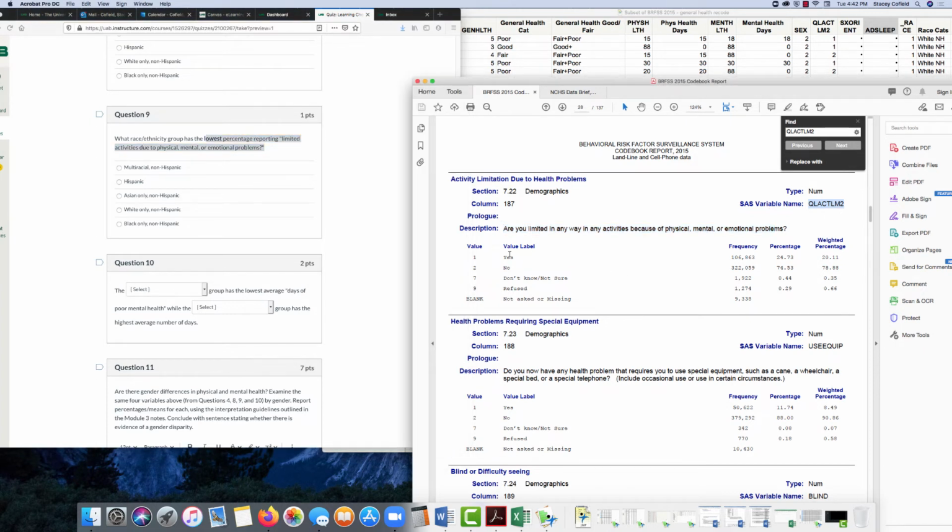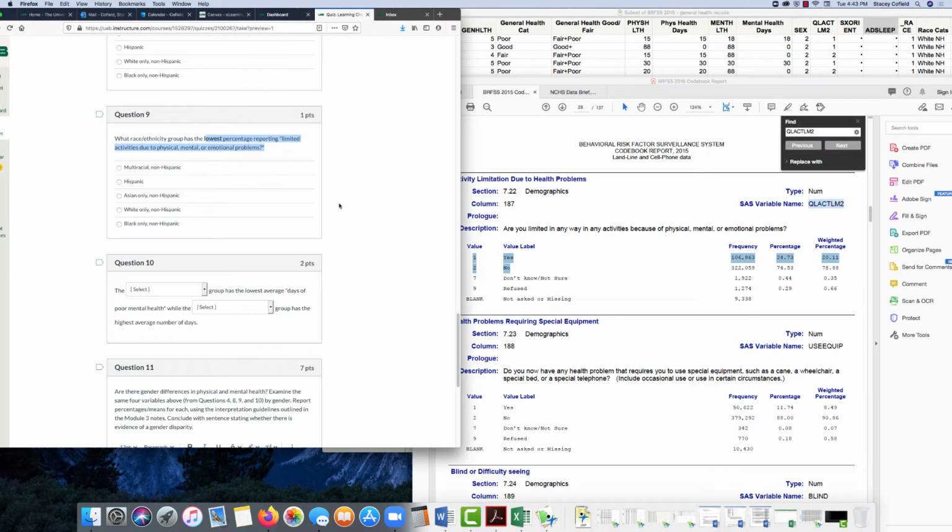So this is a yes or no question. You need to recode this. I'm not going to do this. You recode it, yes, no, don't know, or refused, blank or missing. So you can simply recode it to yes, no, in this case, because they're answering, I know, yes or no. Again, recode it, analyze on this variable by race, and look for the lowest percentage.